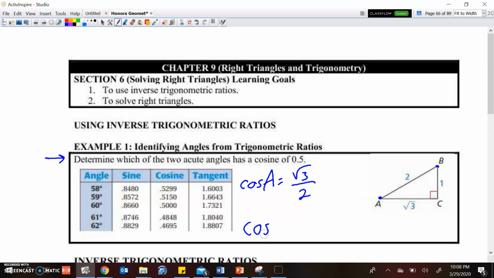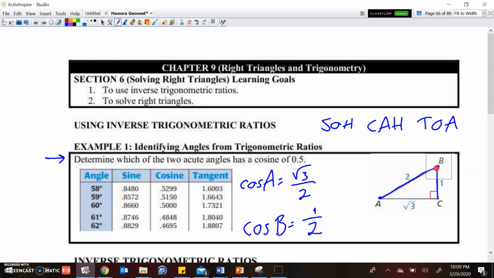How about the cosine of angle B? My adjacent is again CAH. Make sure you're spelling that right whenever you do it. For cosine, from angle B, my adjacent side is 1, and my hypotenuse is 2. And there we have it. So, going back to what we had already filled in, we can say, which of the two acute angles has a cosine of 1/2? Well, it must be angle B.